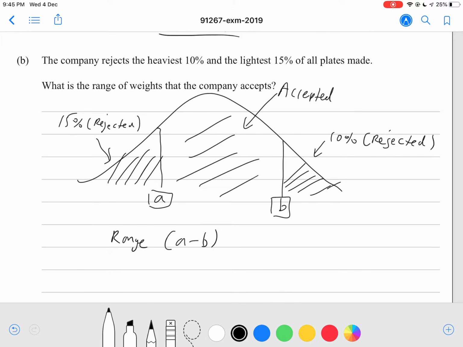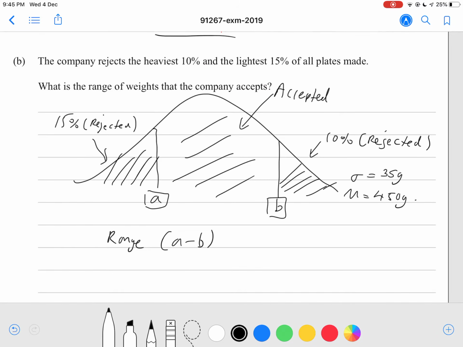So how we approach this question, we will use our standard deviation, which is 35 grams, and our mean of 450 grams. However, this time we have the probability. For example, we have the heaviest 10% and we're trying to find the weight. So basically, we're doing the opposite of what we were just doing in questions A, I, and I. So this time we're going to use distribution. You're going to go to normal distribution, but this time you're going to the inverse section.